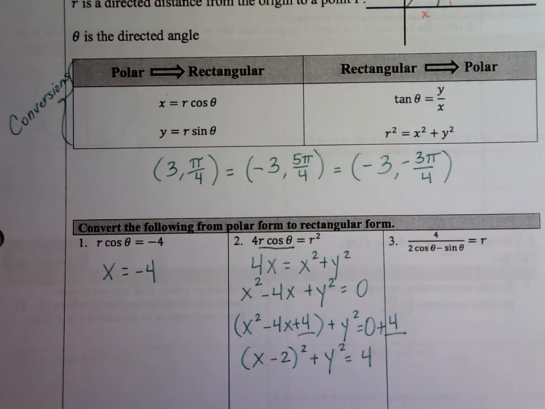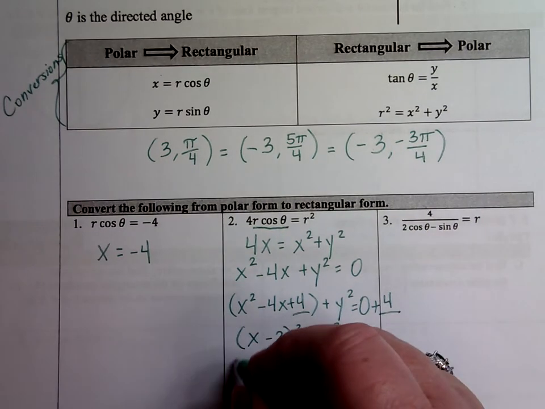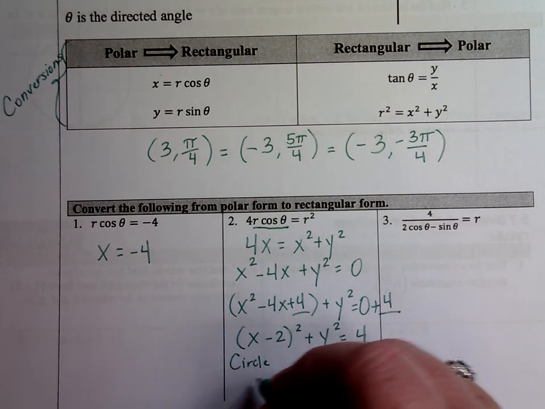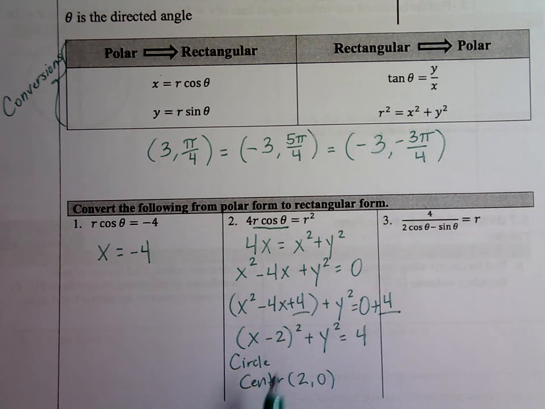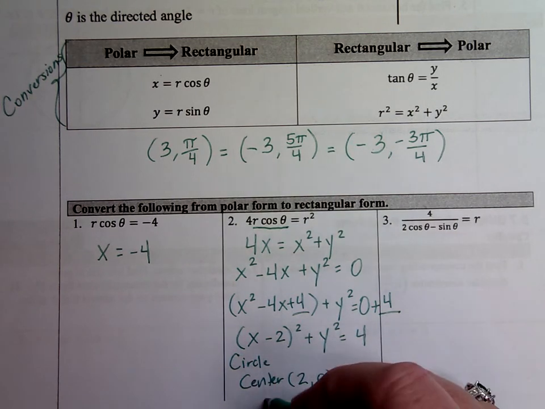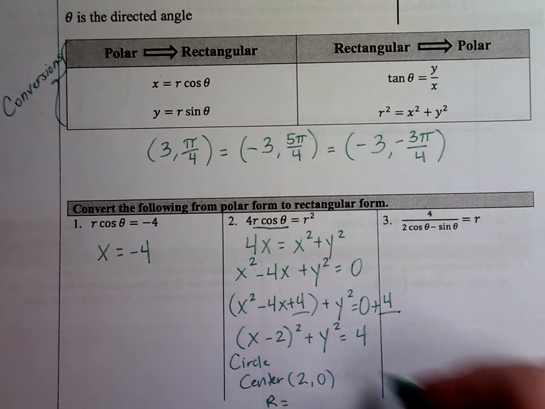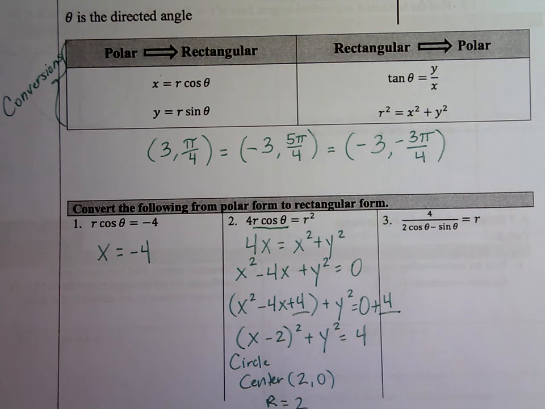That is now a circle, and you know it's a circle with a center at positive 2, 0. Remember that takes the opposite sign. And the radius is the square root of 4, which is 2. So it would be a circle with a center at (2, 0) and a radius of 2.